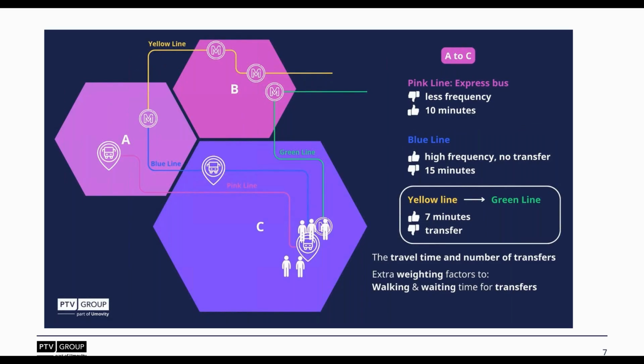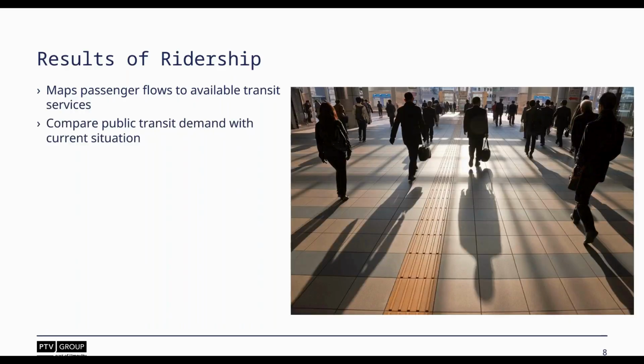We consider travel time and number of transfers. We give extra weight to walking and waiting time for transfers, so that we find the most convenient and fastest paths and lines for the passengers to go from one area to the other area. As the result, we will have the passenger flows mapped to the available transit services. And we can compare public transit demand with the current situation of the services.